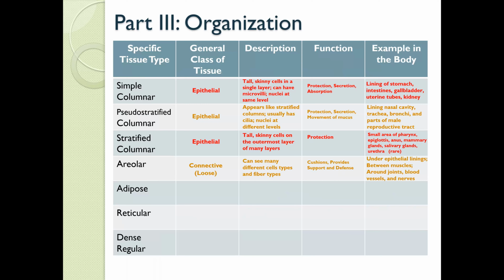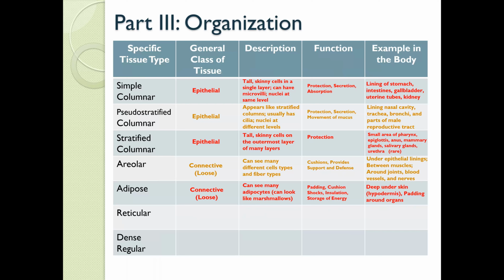Areolar tissue is connective tissue, and specifically it's a type of loose connective tissue. With this type of tissue, it's the least specialized, so you can see many different cell types and fiber types. It functions to cushion, provide support, and also defense. You can find areolar tissue under epithelial linings, between muscles, and around joints, blood vessels, and nerves.